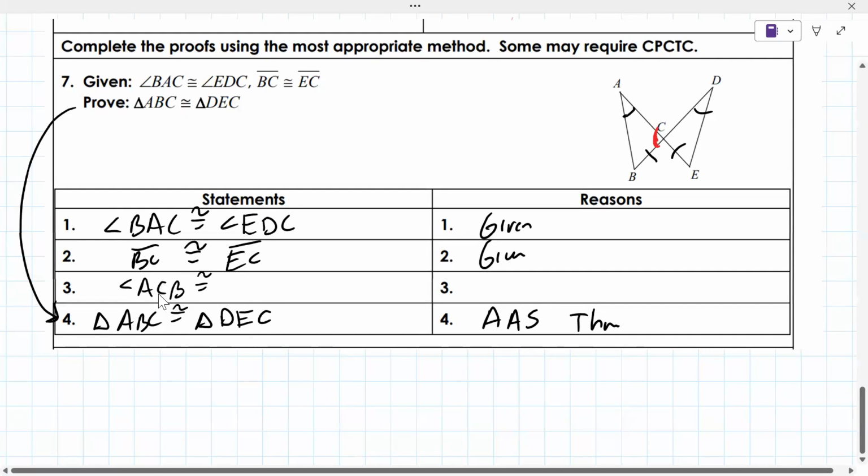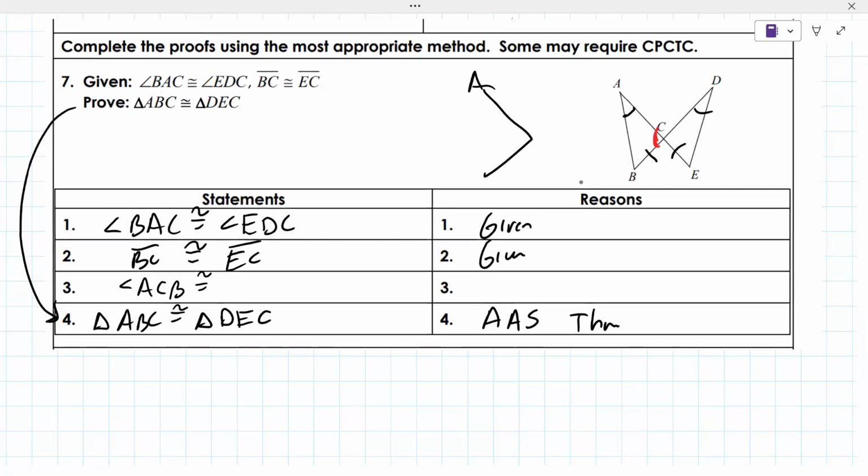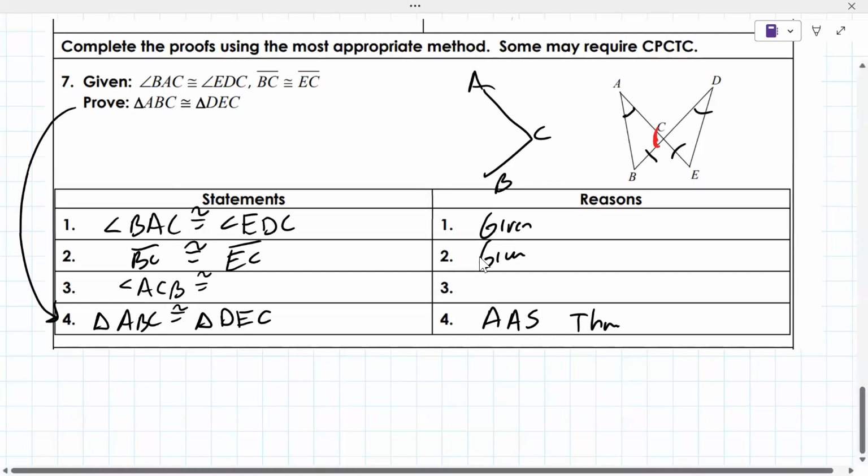No, no. C is the middle letter. That's the vertex. And then you start at one of the other ones and go to it. You're going A to C to B. Right, okay. So what angle is that congruent to on the right here, on this other triangle? DCE. Yes. Now we've got to know why.